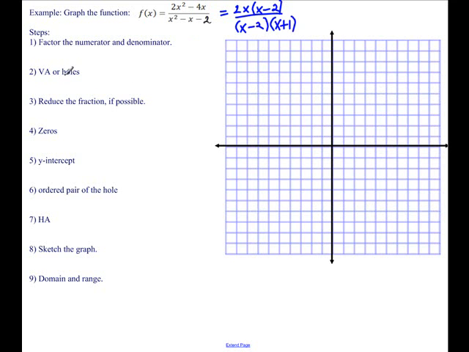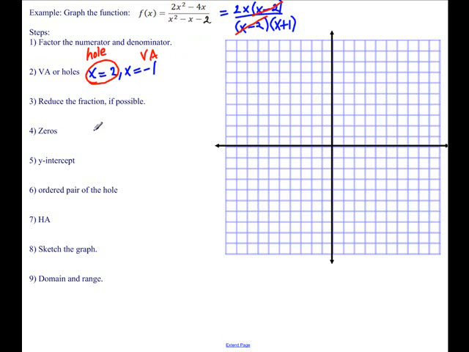So where will we have vertical asymptotes or holes? Those will be at the zeros of the denominator, which are at x equals 2 and at x equals negative 1. Well, we need to reduce a fraction, and notice we can reduce it. The x minus 2 is a common factor. So that means at x equals 2 we're going to have a hole, but at x equals negative 1 we are going to have a vertical asymptote. So we have reduced the fraction as much as we can.